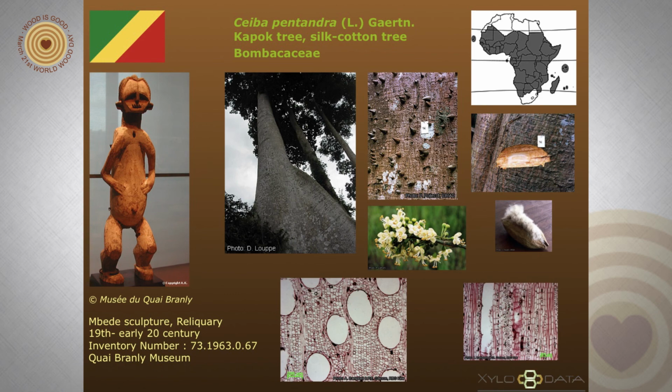Traditionally, entire trunks are hollowed out as dugout canoes, and the wood is used for lightweight furniture, utensils, containers, musical instruments, mortars, carving, and similar items. Ceiba pentandra finds wide application in cooking and in traditional medicine.